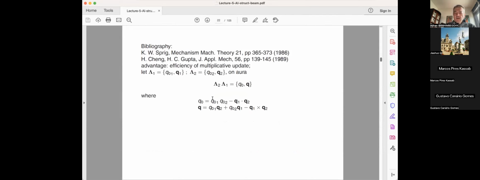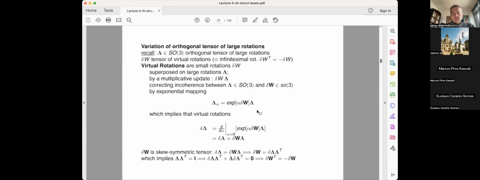The update of the scalar part is simply the product of the scalar parts of the two, minus the scalar product of the two vector parts. And the new vector part is the scalar part of the first times the vector part of the second, plus the scalar part of the second times the vector part of the first, minus the cross product of these two. And that's how you have it.